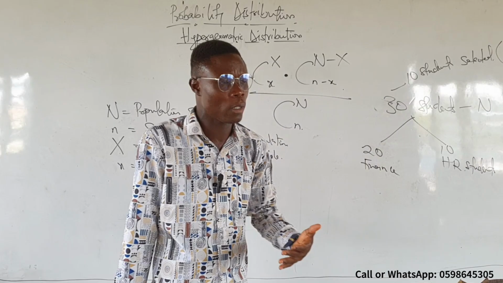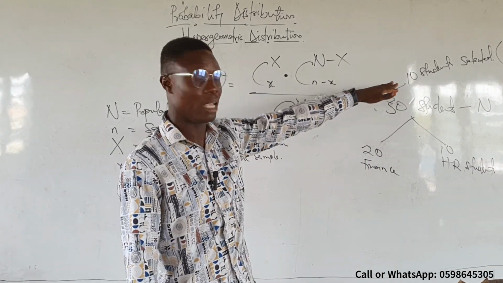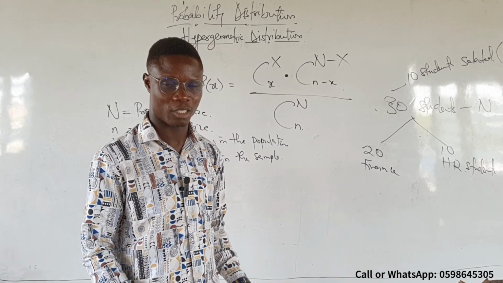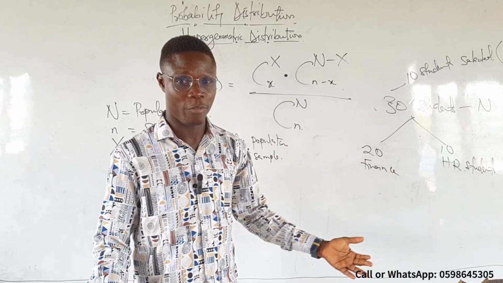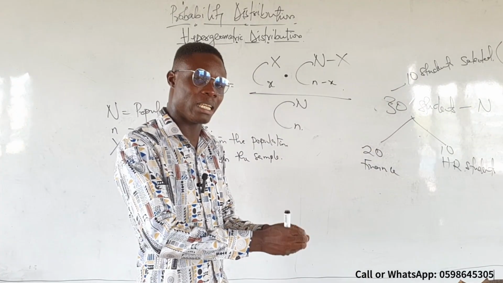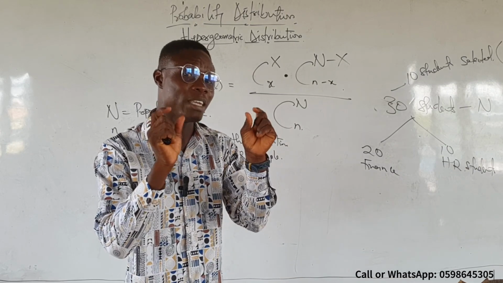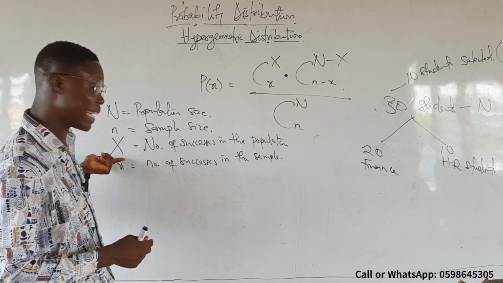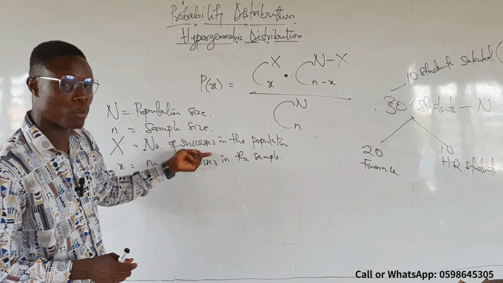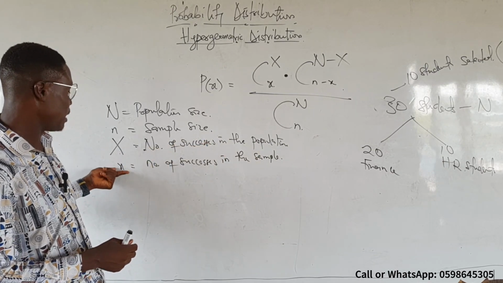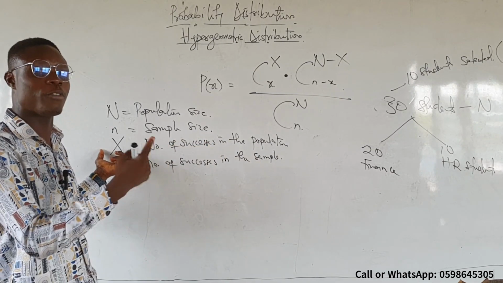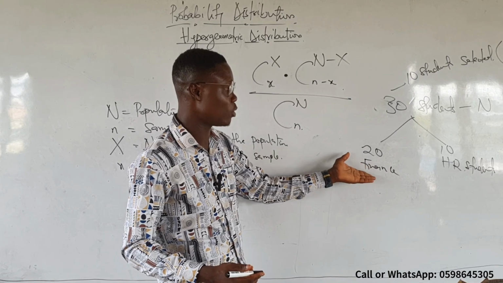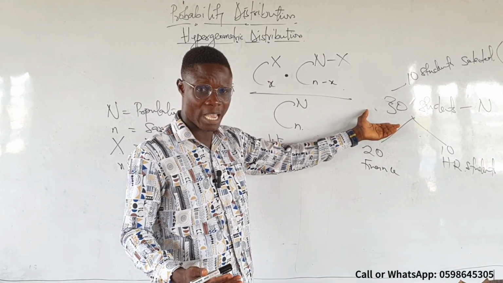Are we here, please? So if the question is, what is the probability that 2 students in the sample are finance students? Because we are asking about 2 students being selected as finance students, our small x is focusing on the finance students, which means our capital X, the number of successes in the population, is the number of finance students in the population. That's how it works. So in this case, capital X becomes 20, because that's the number of finance students in this particular population. Are we here, please?